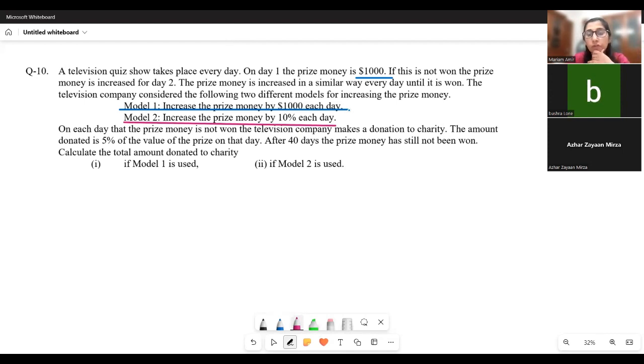Okay, after 40 days, the prize money has still not been won. Calculate the total amount donated to charity.